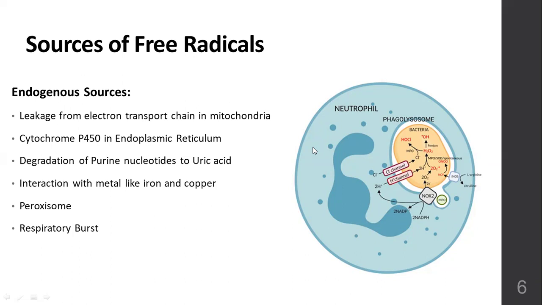Peroxisome is also from the cells itself. Peroxisome is a free radical, a byproduct of some lysosomal actions. Respiratory burst takes place in your cells. The cell will undergo its autophagy, it will burst out. Too much oxygenation can also cause respiratory burst within the cell. So these are all certain sources of free radicals.